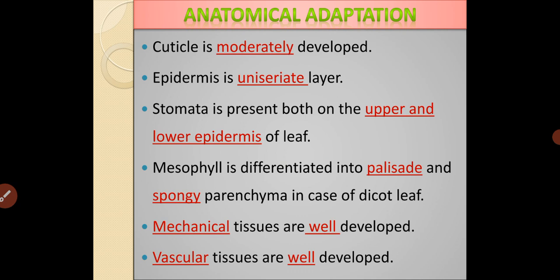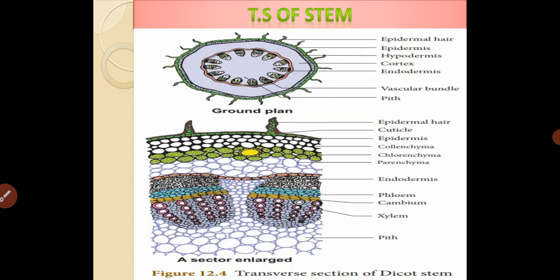Cuticle is moderately developed. Epidermis is a uniseriate layer. Stomata are present both on the upper as well as on the lower epidermis. Mesophyll is differentiated into palisade and spongy parenchyma. Mechanical tissues are well developed. Vascular tissues are also well developed in case of the mesophytes. This is an example of a dicot stem TS where the epidermis is a uniseriate layer, well developed mechanical tissues are present, and vascular tissues are also well developed.